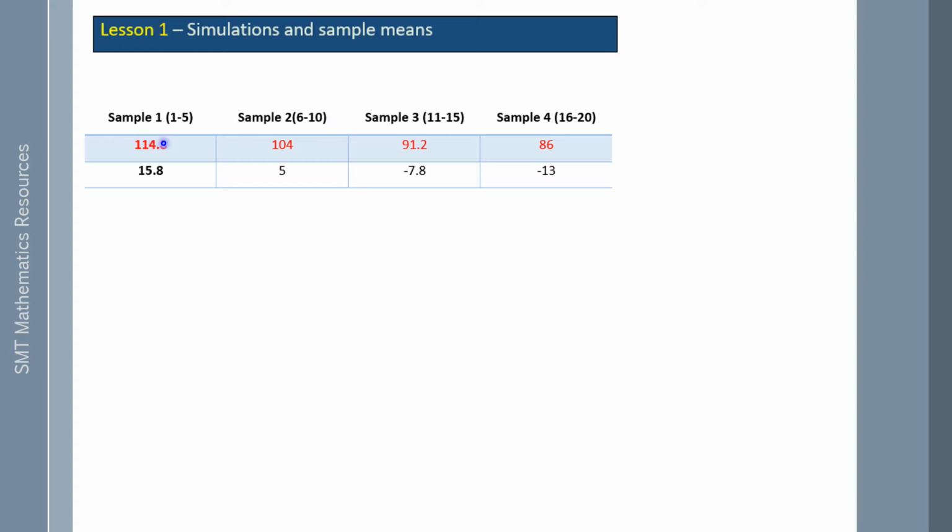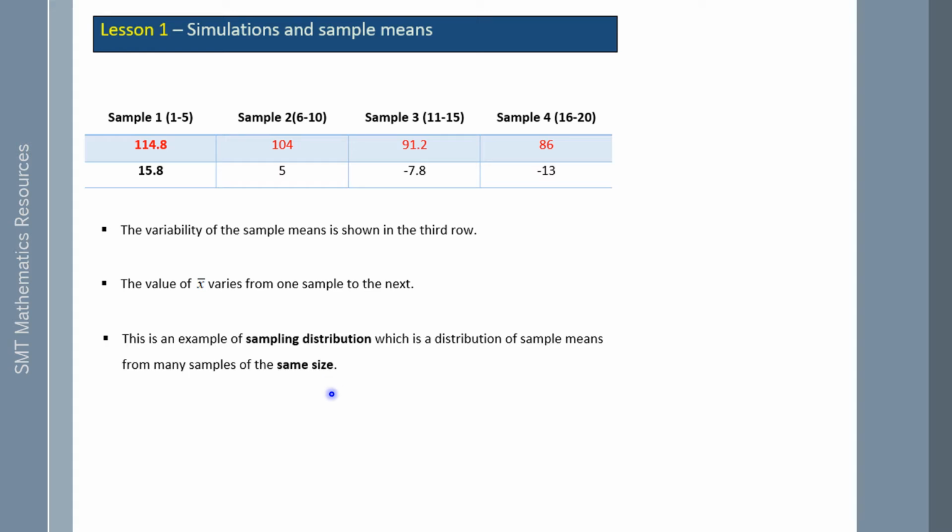The mean of those samples, which is x bar, is shown in red. So the sample mean of sample 1 is actually 15.8 above the population mean. Note sample 4 is 13 below the population mean. So those means of the samples vary dependent on the students that were in that sample. The variability of the sample means is shown in the third row. The value of x bar varies from one sample to the next. This is an example of a sampling distribution, which is a distribution of sample means from many samples of the same size.